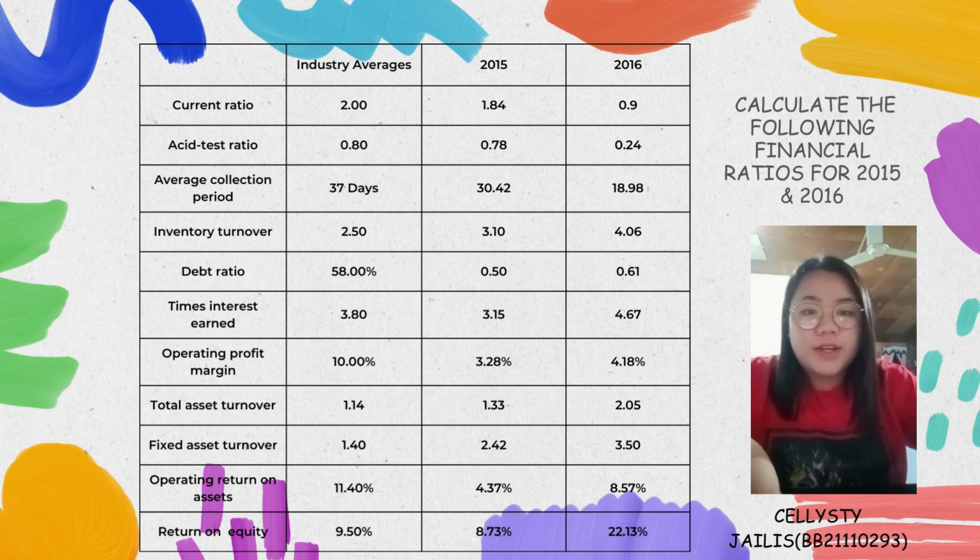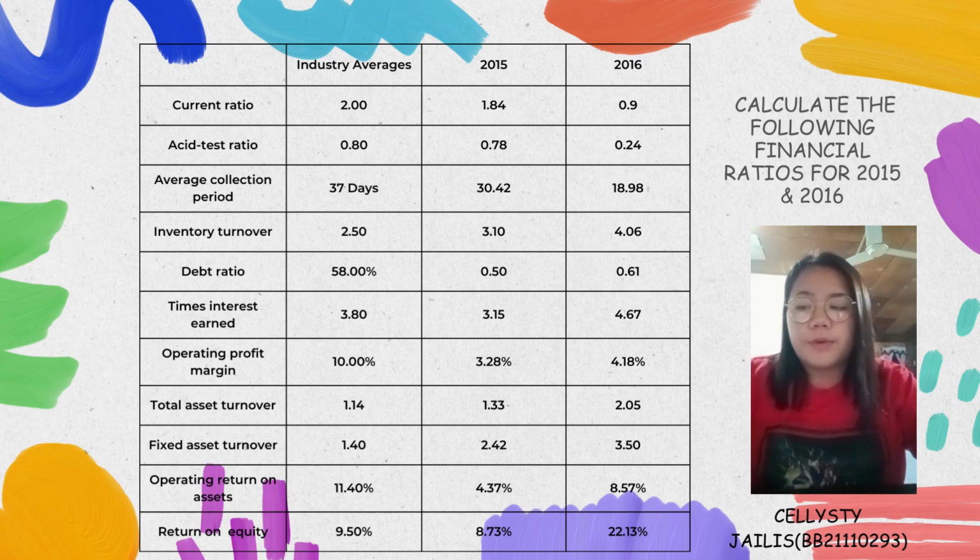And the fourth one is inventory turnover, where the formula is cost of goods sold divided by inventory. For 2015, 112,500 divided by 36,250. So we got the answer 3.10. And the same goes for 2016 and we got the answer 4.06.